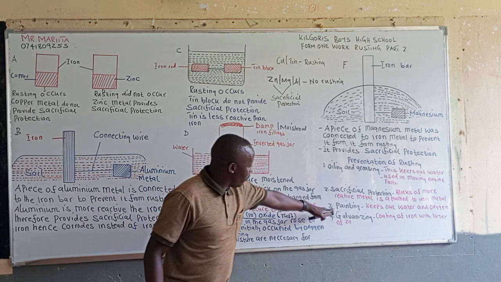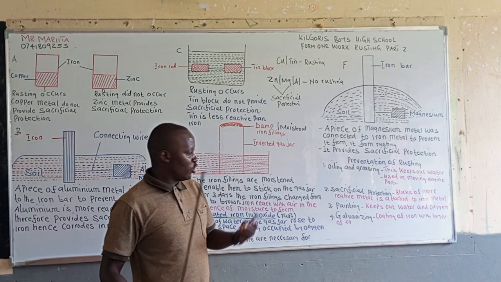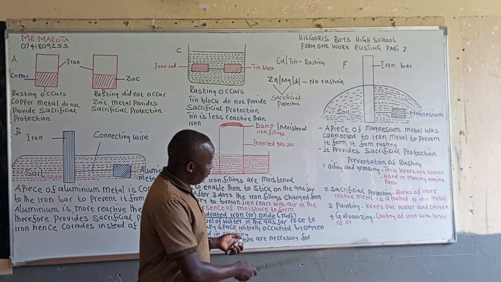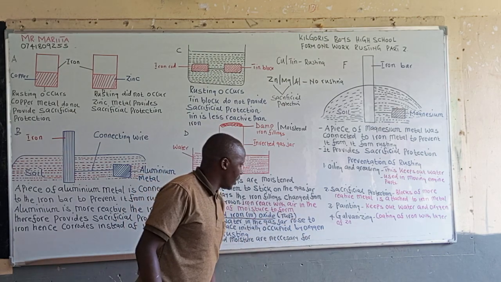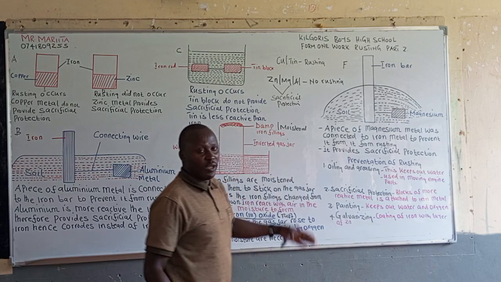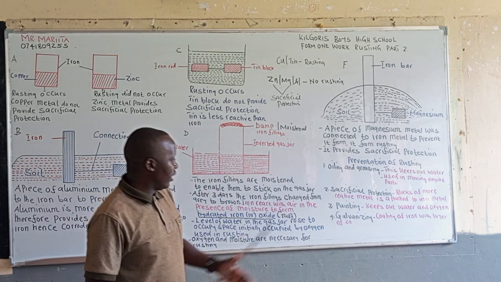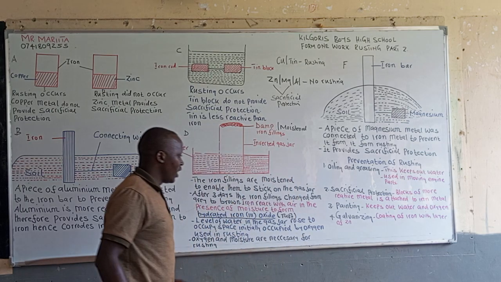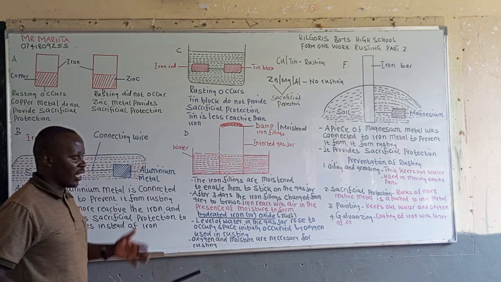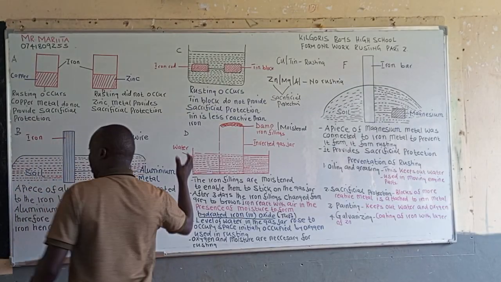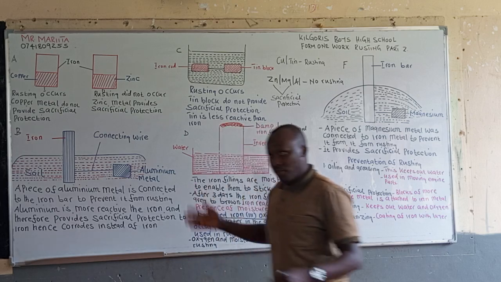Another method we talk of is painting. Painting normally keeps out water and oxygen. We also have another method, which we call galvanizing, whereby the iron metal is coated with a layer of zinc. In this case, you understand that zinc is more reactive than iron, therefore it can prevent the iron metal from rusting. It's a very simple summary of some of the applications.